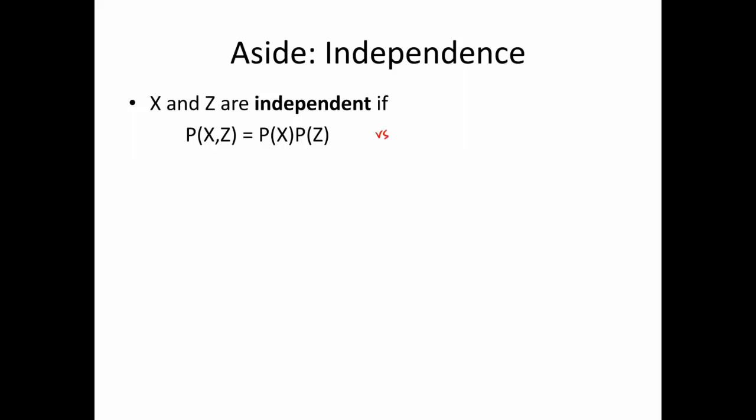And we can compare this to p of x and z, and using chain rule, p of x times p of z given x. So in other words, x and z are independent if p of z is the same as p of z given x.